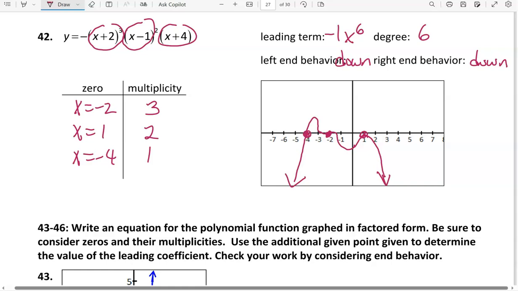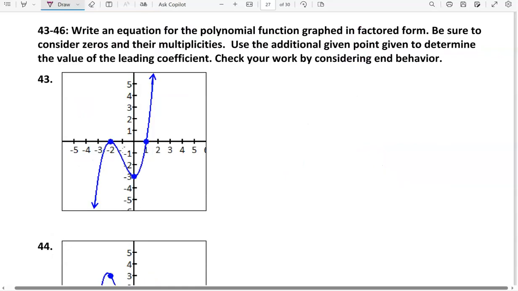We want to make sure we're exaggerating that flattening right there at the multiplicity 3, 0. In 43 through 46, we're writing the equation for a polynomial function in factored form. We're going to consider the zeros and their multiplicities, and then use the additional point to find the value of the leading coefficient. So we're going to start with those zeros.